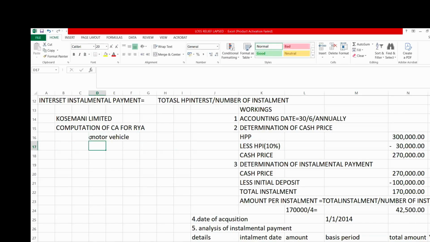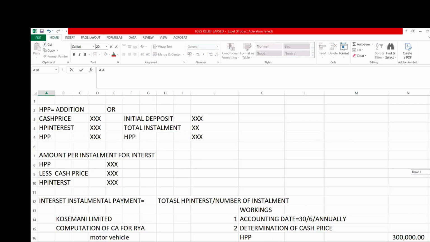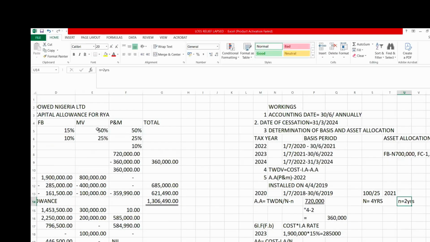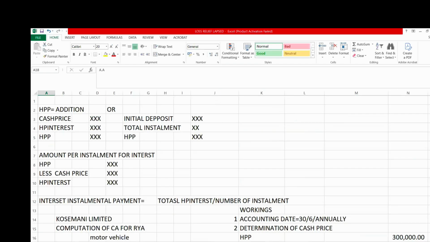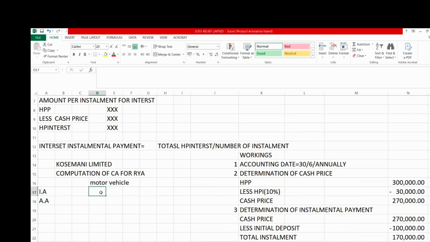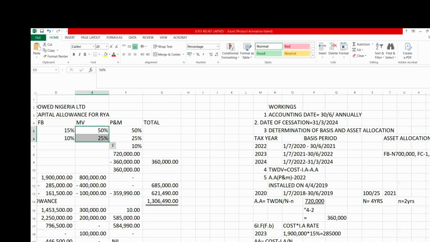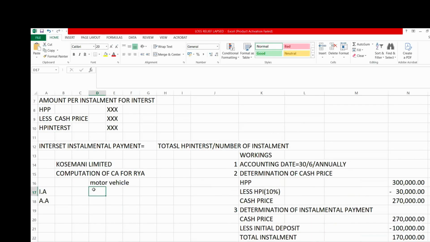I told you that for each asset, there is going to be an initial allowance and an annual allowance. For this particular category of assets, we did this earlier, it is 50 and 25. So the initial allowance is 50%, and the annual allowance is 25%.